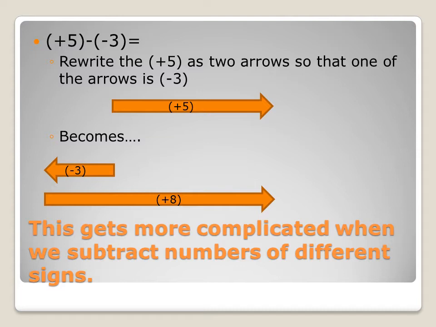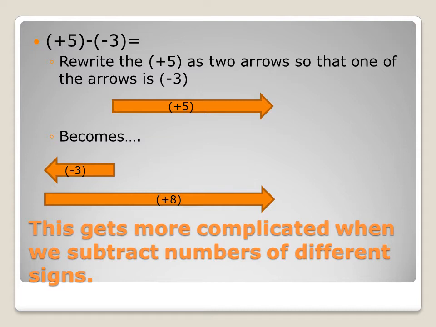The first thing we do, like all subtraction problems, is we rewrite the first number so that it's made up of two numbers, and one of the arrows that it's made up of should be the arrow we're trying to subtract. So we're going to take positive 5 and we're going to make it negative 3 and positive 8.